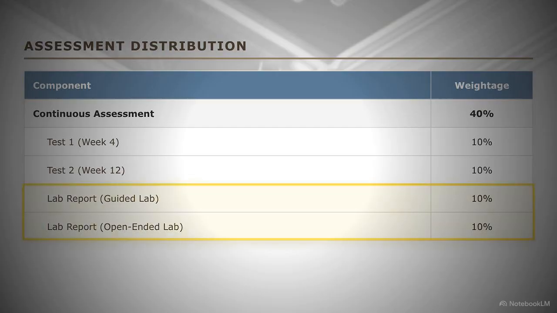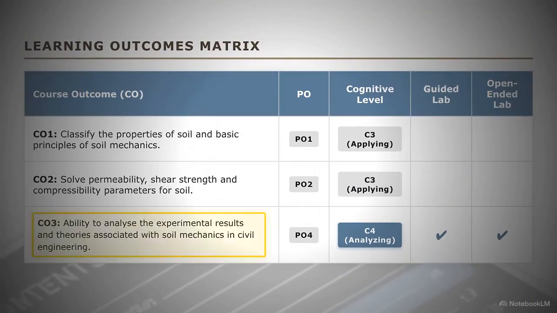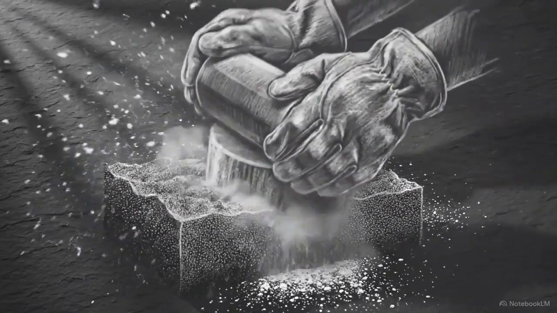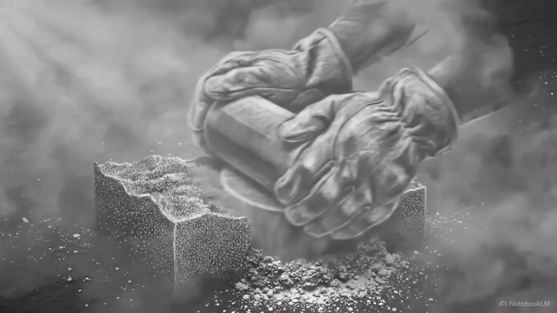The remaining continuous assessment relies on physical lab work executed in Week 8. Panning up to course outcome 3, we see these lab reports are the sole mechanism used to assess a student's ability to analyze experimental results. Theoretical mathematics are useless in the field without the empirical, messy data generated by physical lab work. Theory must be anchored by physical measurement.